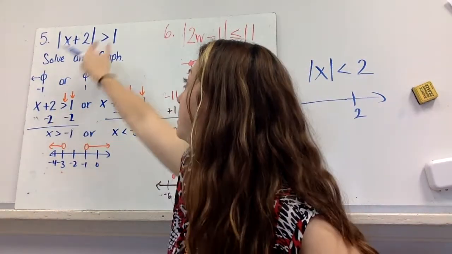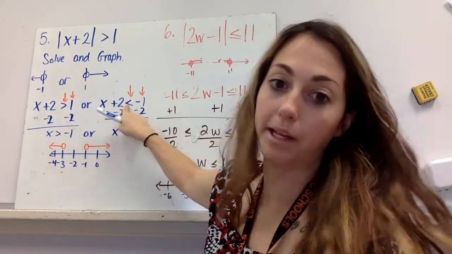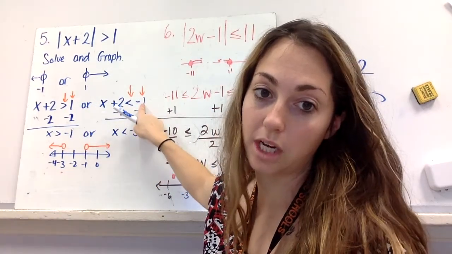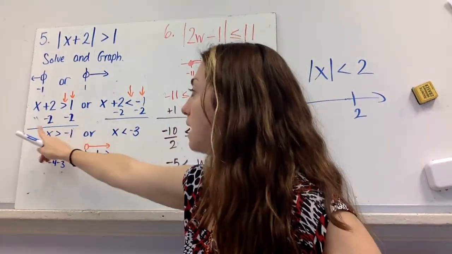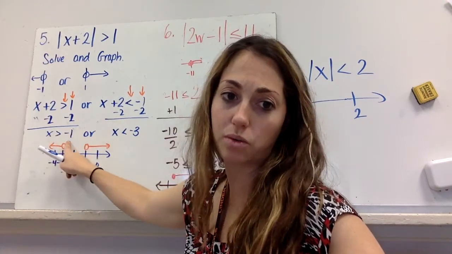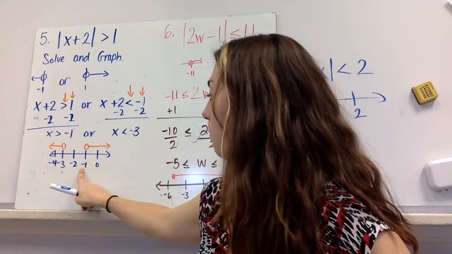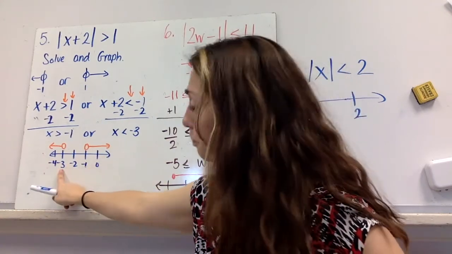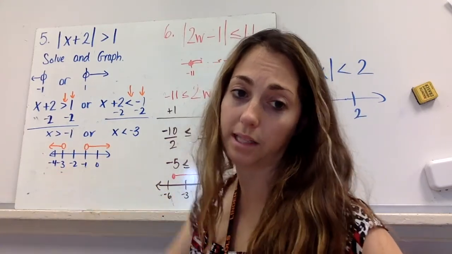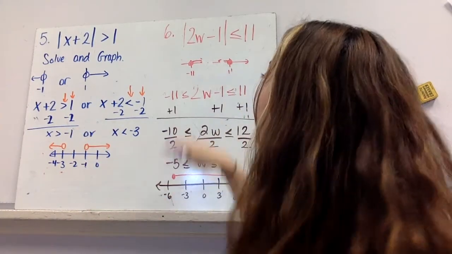So notice I kept this one the same, and then I flip and change the sign. Flip, change the sign. So now it's just a one step. Subtract 2, x is greater than -1. Subtract 2, x is less than -3. So I've got an open circle at -1 going to the right, open circle at -3 going to the left, or scenario, they separate like that.